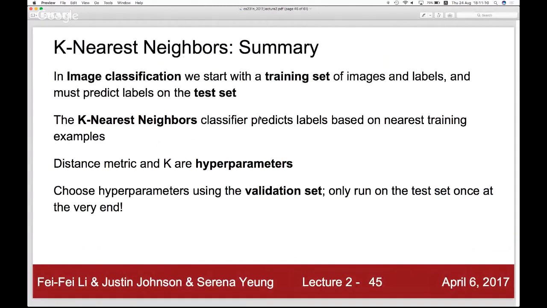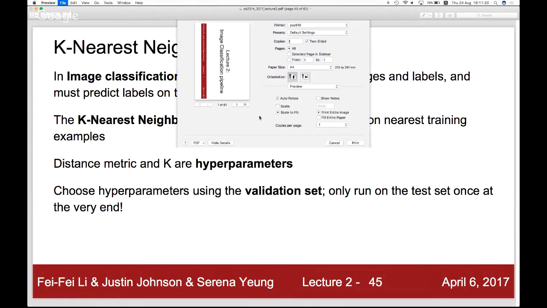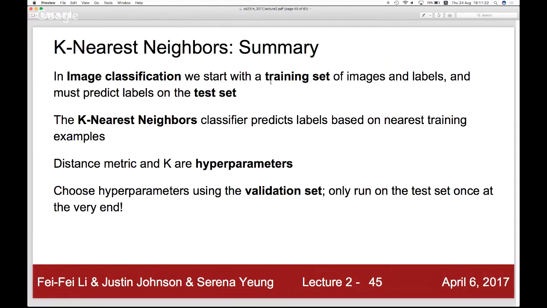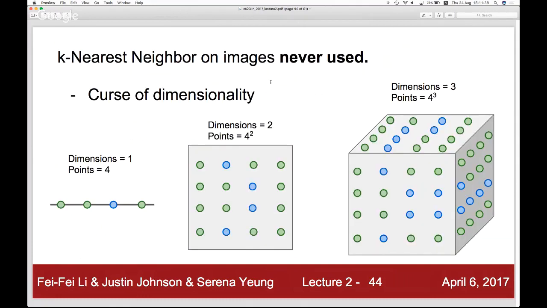Last time we talked about K-nearest neighbors. We said that for image classification, we can understand a very simple algorithm for K-nearest neighbors, which is that you start with a training set, and you must predict labels on the test set. For K-nearest neighbors, you just need a distance function, and then you can classify images with respect to each other. So we saw a couple instances of that.